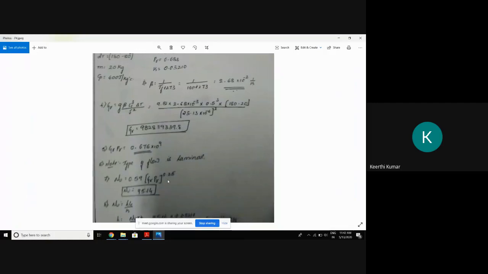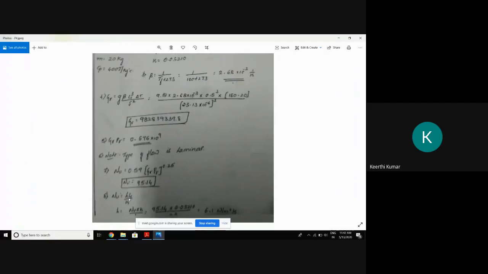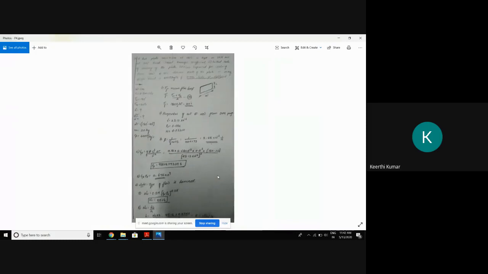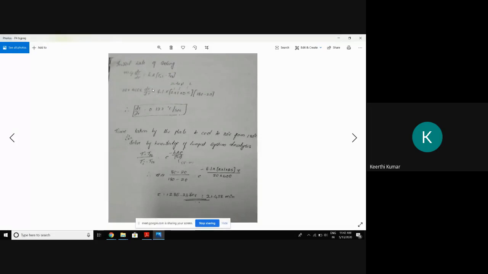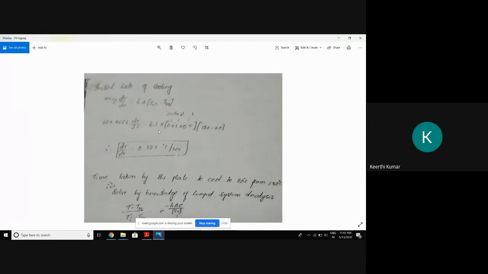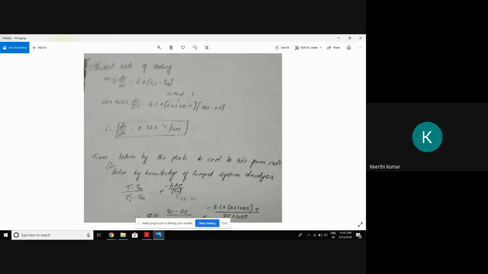Then once you get the Nusselt number, again Nusselt number is equal to hLC by k. As I told, the LC value will be equal to the dimension perpendicular to the direction of the air motion. Take the value of LC as 6.1. Once LC is finished, we'll go to the next step, that is finding the initial rate of cooling. What is the initial rate of cooling formula? We want the change in temperature with respect to time. That is available only with this formula, m Cp dT by d tau.